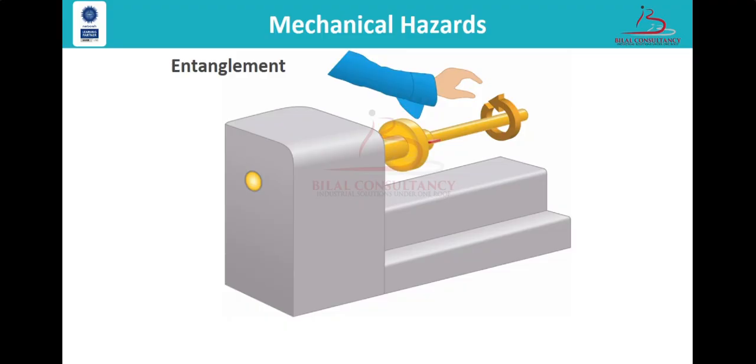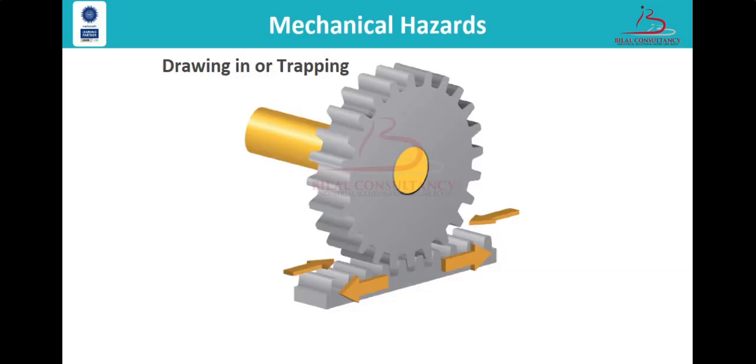Entanglement. Loose items such as clothing or hair get caught on a rotating machine part and the person is wound up onto the machine. Drawing in or trapping hazard, in which a part of the body is caught between two moving parts and drawn into the machine. For example, at in-running nips where two counter-rotating rollers or parts meet.